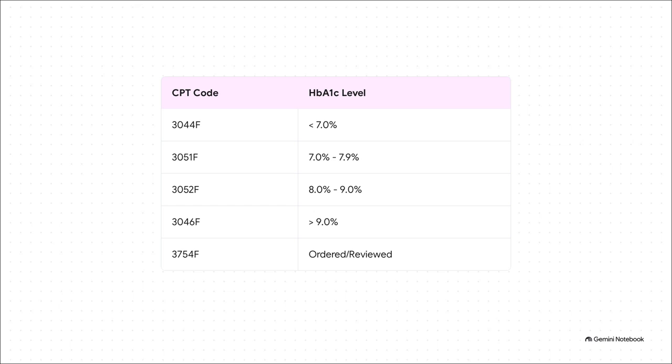It goes to 3051F for 7.0 to 7.9%, 3052F for 8.0 to 9.0%, and for anything over 9.0%, you've got to capture it with 3046F. And if you're just ordering or reviewing the screening, map that straight to 3754F. Simple as that.